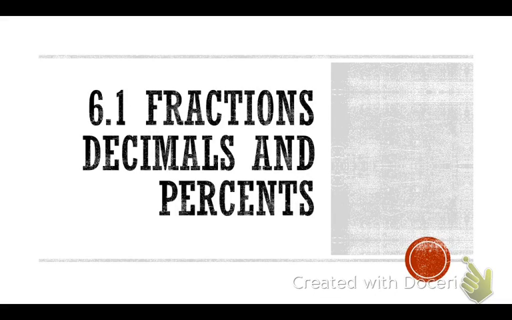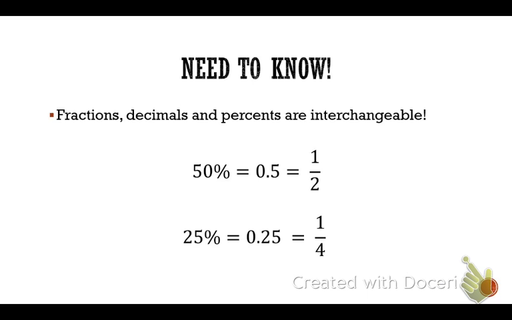Today we're covering two sections, 6.1 and 6.2. In 6.1, it's your basic conversions between fractions, decimals, and percents. There really is not a whole lot of work to show except for one part. It is just understanding that these three relationships are interchangeable, meaning 50% is the same thing as 0.5, which is the same thing as 1/2.